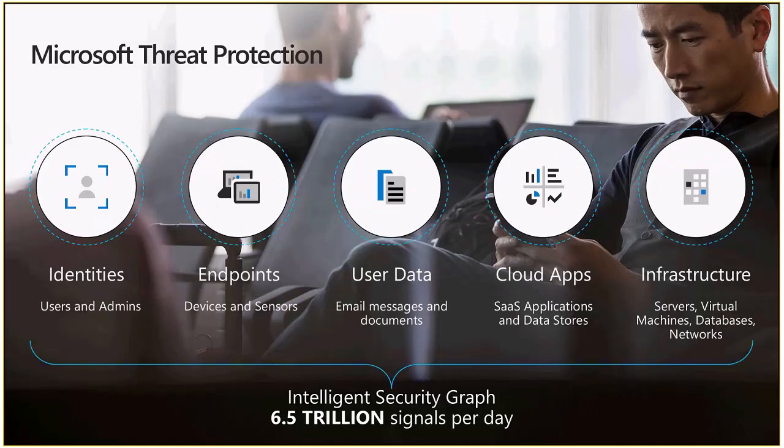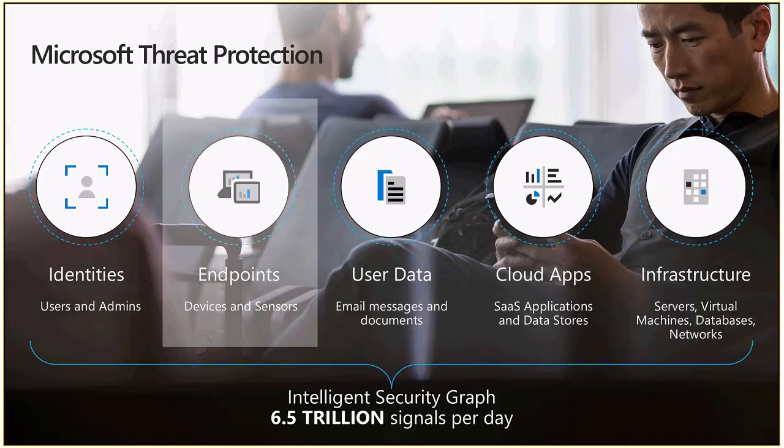So when it comes to the approach, there are a lot of different products out there. And a few weeks ago, we saw the unification of those products and what Microsoft are trying to do in that space around the Microsoft 365 Security Center. So those key areas that are up on the screen at the moment: identity, endpoint, user data, cloud apps, and infrastructure. And the one we're focusing on today is endpoints. And when you look at that 6.5 trillion signals per day, that's just an astounding amount of data that Microsoft worked through in that intelligent security graph.